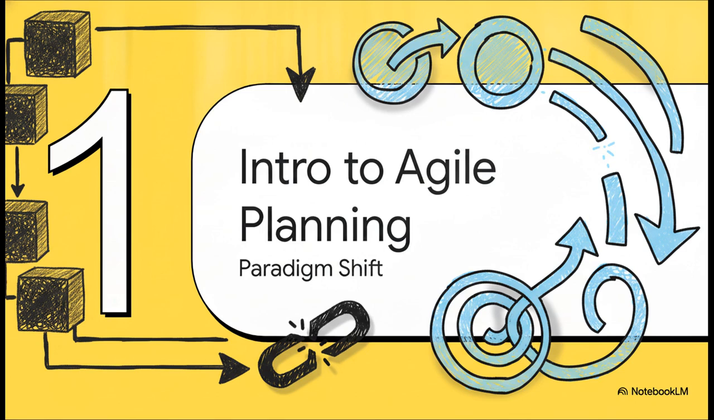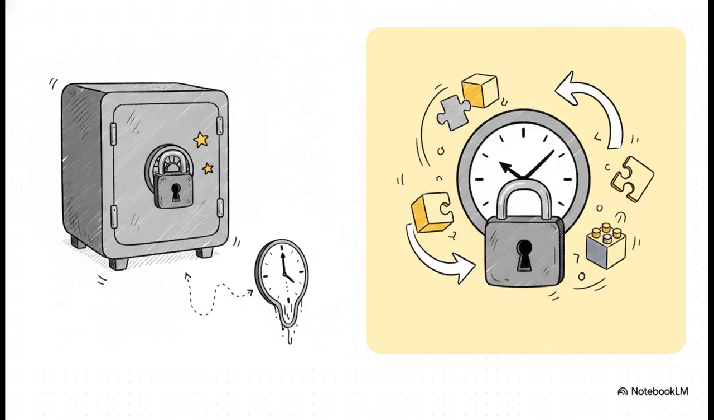Section 1. Introduction to Agile Planning. Let's dive right into this paradigm shift and contrast the rigid, old-school development methods with the modern Agile mindset. To truly grasp Agile Planning, we really have to compare it to the plan-driven approach we studied in previous sections. In a traditional plan-driven process, the project manager attempts to lock in all the features up front.